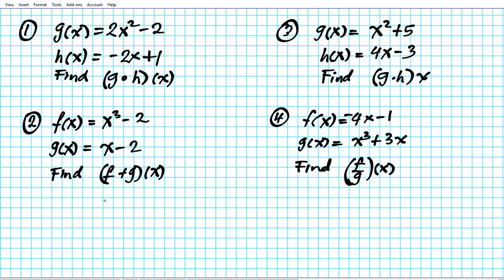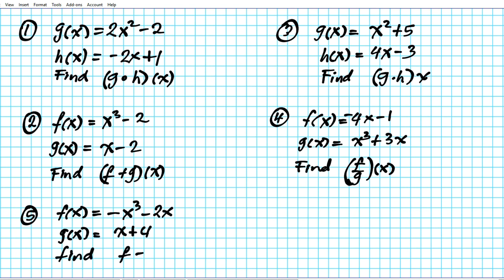And then lastly, for number 5, let's say you have f of x is equal to negative x to the third minus 2x, and g of x is x plus 4, and you have to find f minus triple g of x. Okay, so at this time, go ahead and pause the video and try out these 5 problems. When you're done, you can click on the play button to see what the answers are.